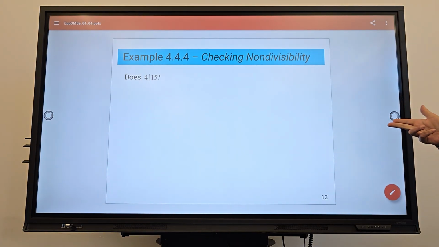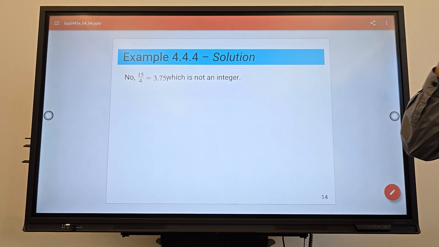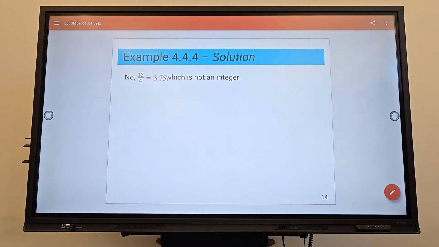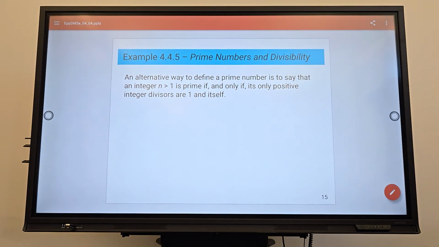Does 4 divide 15? No, because you have a remainder of 3.75, which is not an integer. Alternate way to define a prime number is to say that an integer n greater than 1 is prime if and only if its only positive integer divisors are 1 and itself.